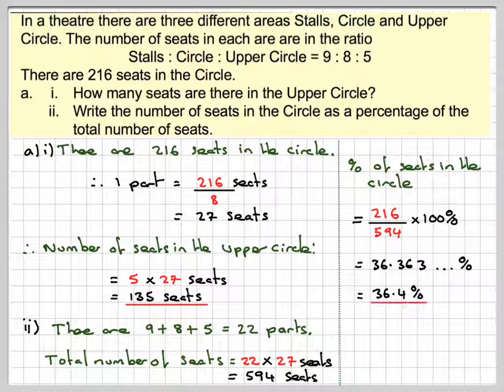36.363%, and normally at GCSE round off to 3 significant figures, so that would be 36.4%. So the idea really is you write down the full calculator value and then round off.